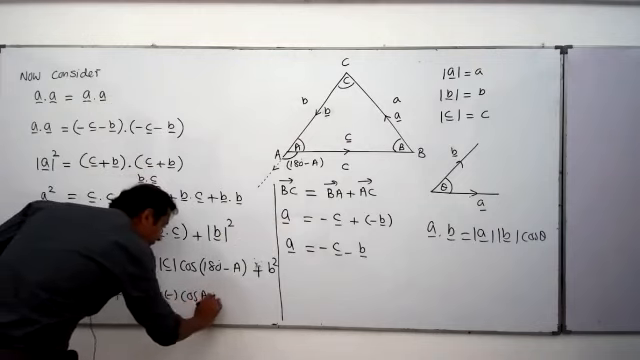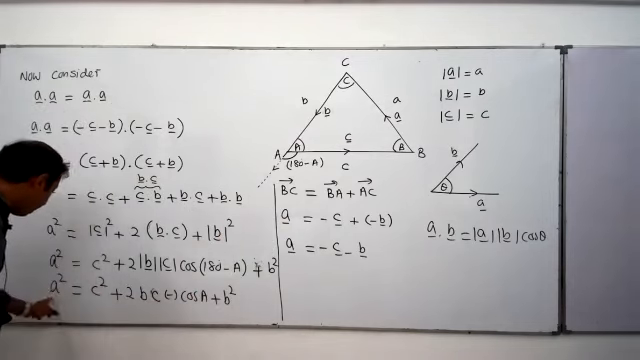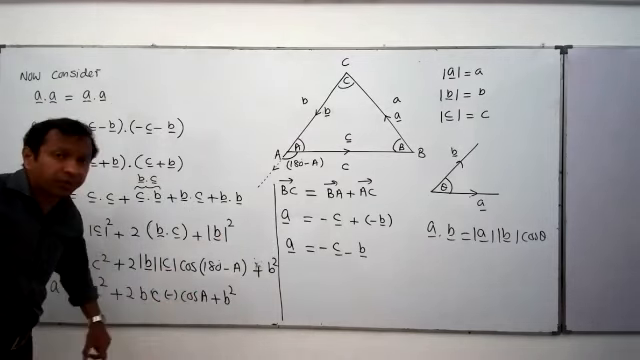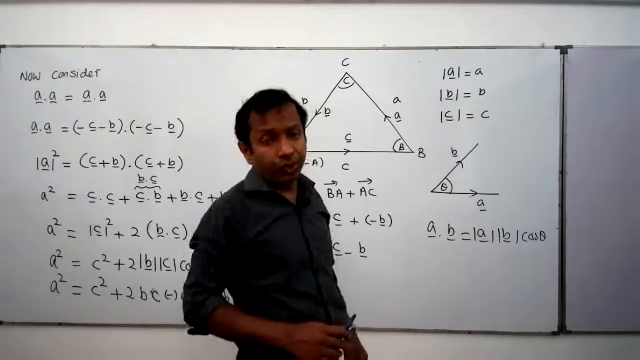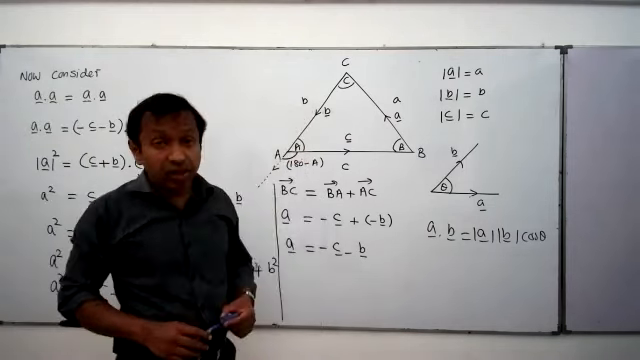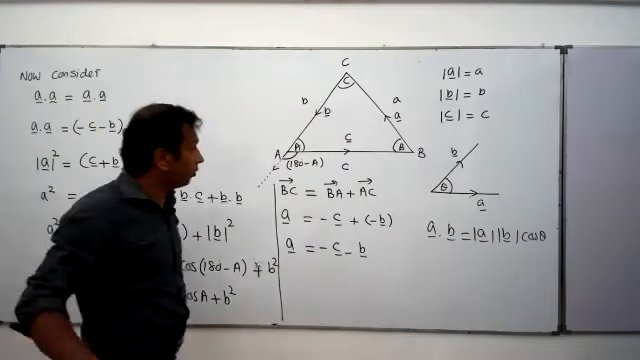Minus cos A plus B squared. Then take this to this side, then A squared to the right hand side, then make cos A the subject. Then you get the cosine rule. This is how we prove the cosine rule, by using the vector dot product. Okay, vector dot product. Right. Take that, people.